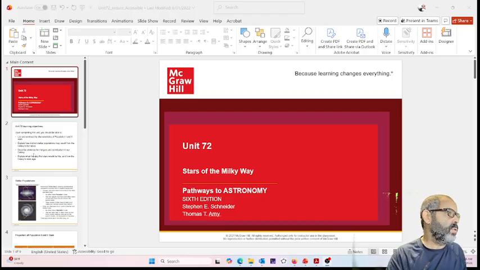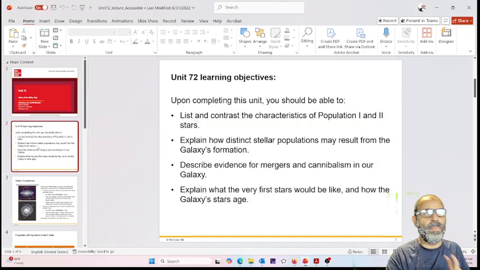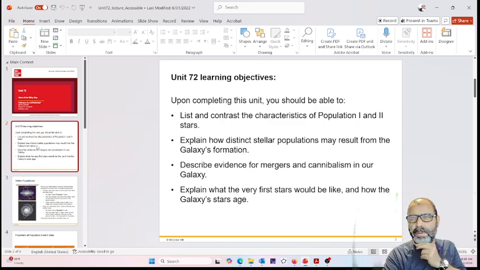So anyway, we're going to list type 1 and type 2 population stars in the Milky Way and how they were discovered and the differences between them. And there are actually population 3 stars that are also going to be mentioned. Explain how distinct stellar populations may result from galaxy formation, and describe the evidence for the merger and cannibalism between galaxies.